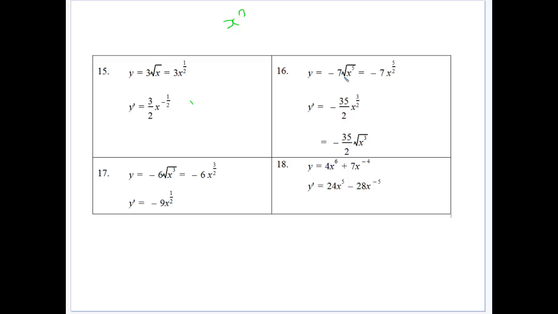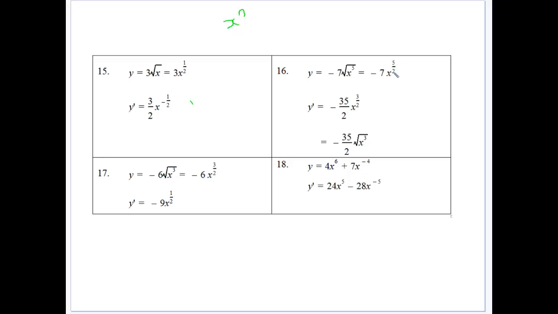Minus 7 times the square root of x to the power of 5. Well, remember our indice laws. Square root would give us the half, and we've got x to the power of 5, so it's 5 on 2. This is where our indice laws are very important. The minus 7 gets multiplied by 5 on 2, gives us minus 35 on 2.